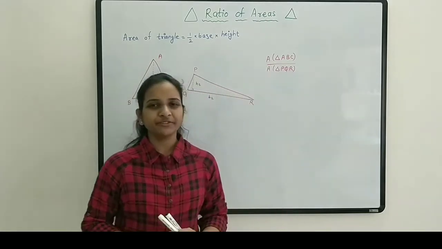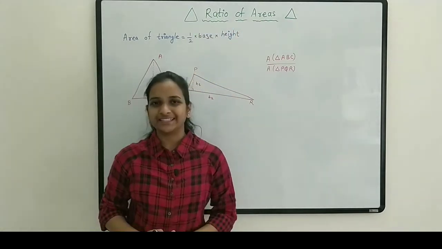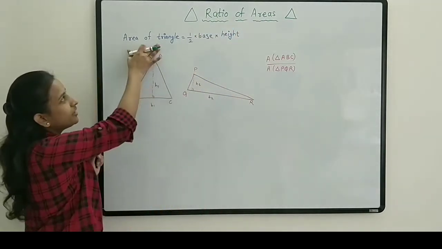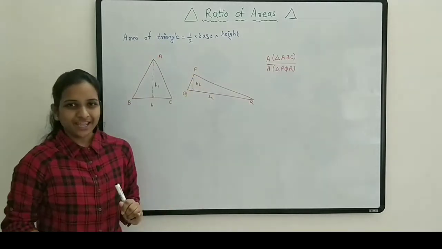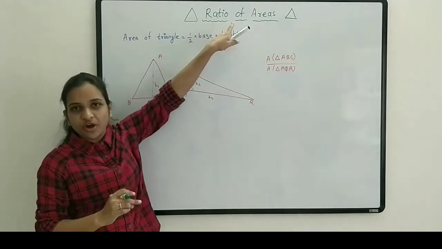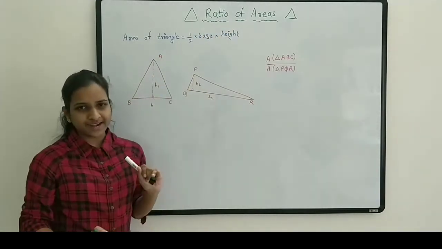In this video we are covering a very simple topic, that is the ratio of areas of two triangles. We all know the formula for the area of a triangle, that is half into base into height. Okay, now let's see what is the ratio of areas of two triangles. For that, here I have taken two triangles randomly.